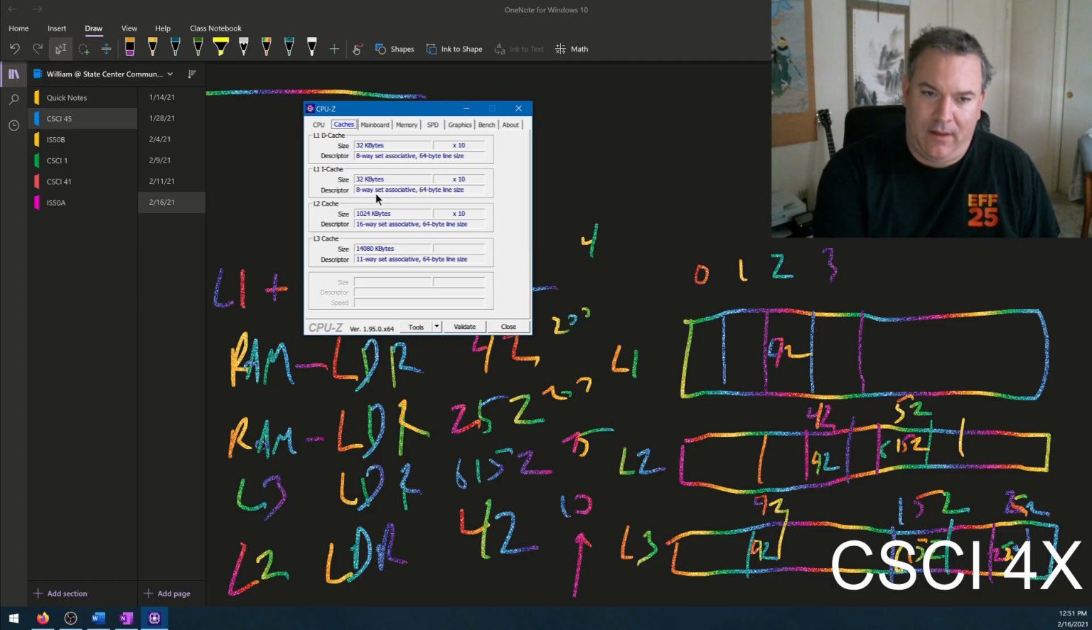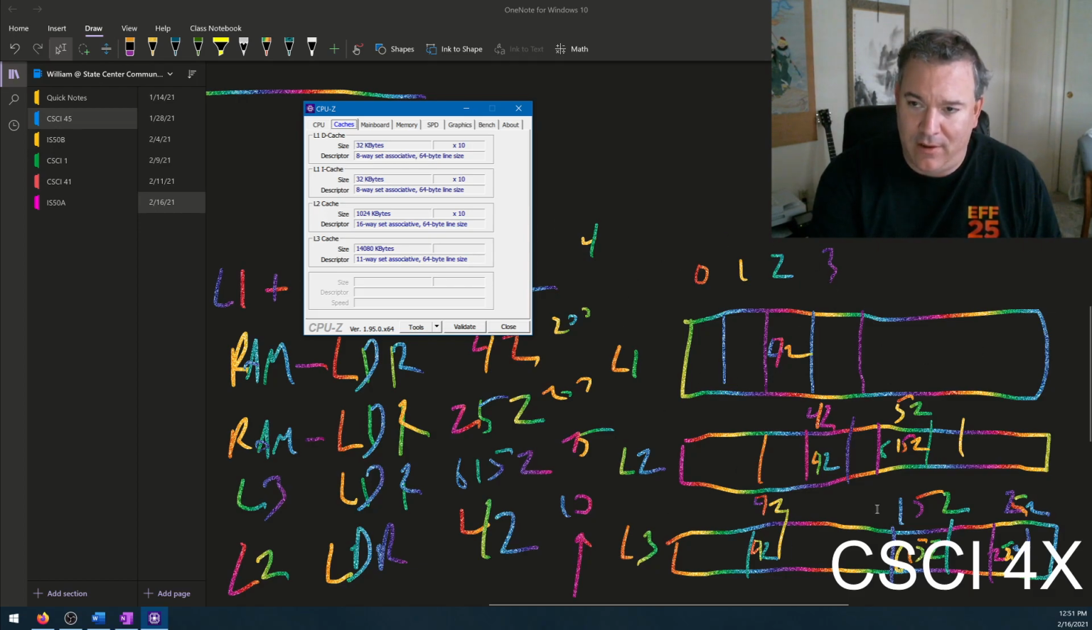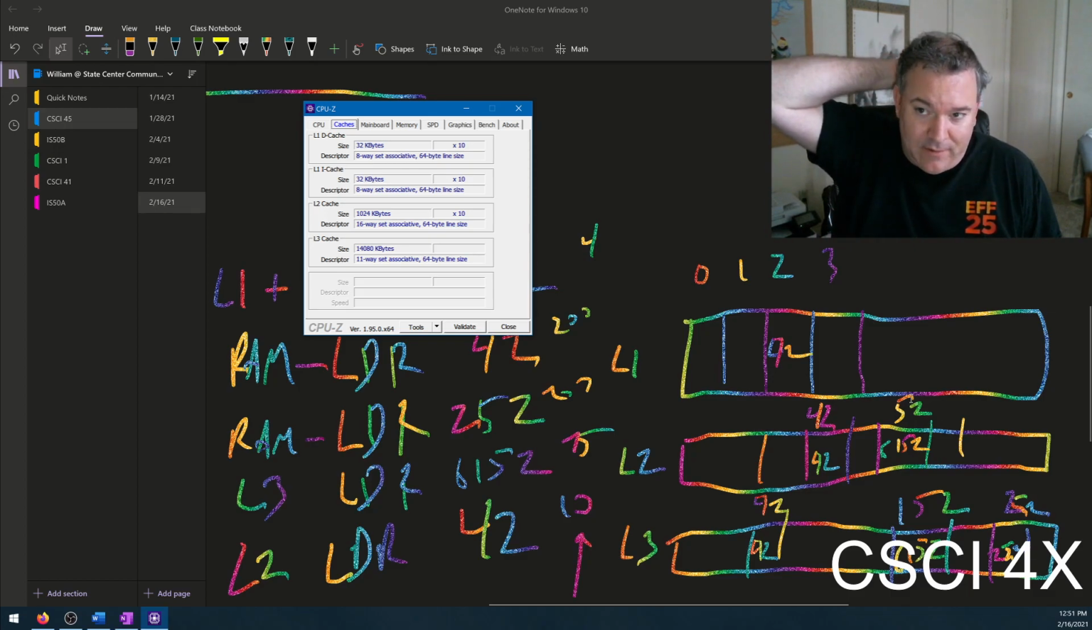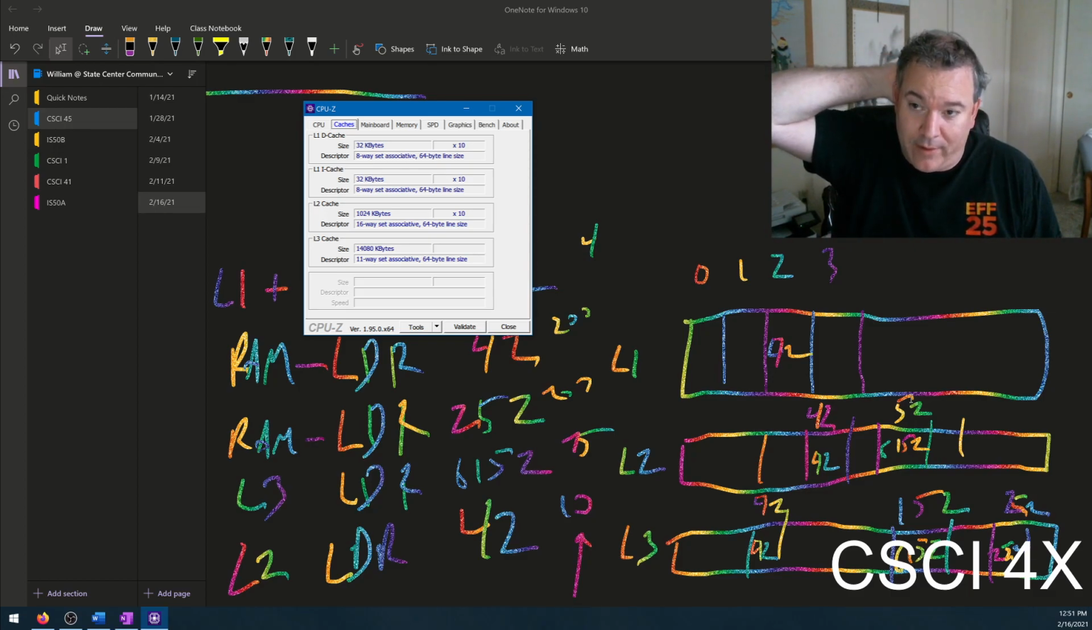So in reality, caching is more complicated than what we're doing in class. That said, all you need to know is the dumbed down, stripped down caching system, because that is enough to develop your intuition for how caching works. Okay?